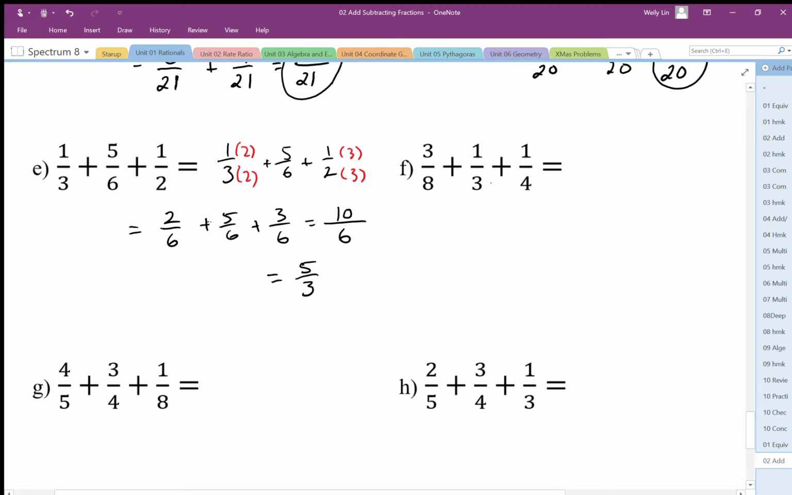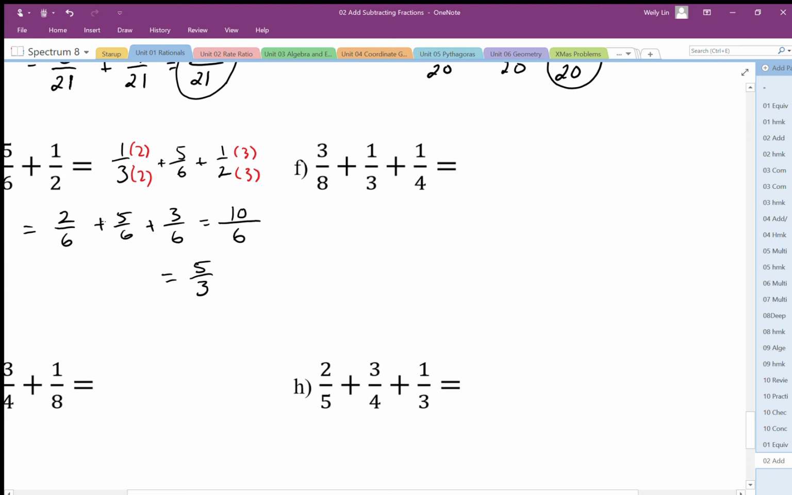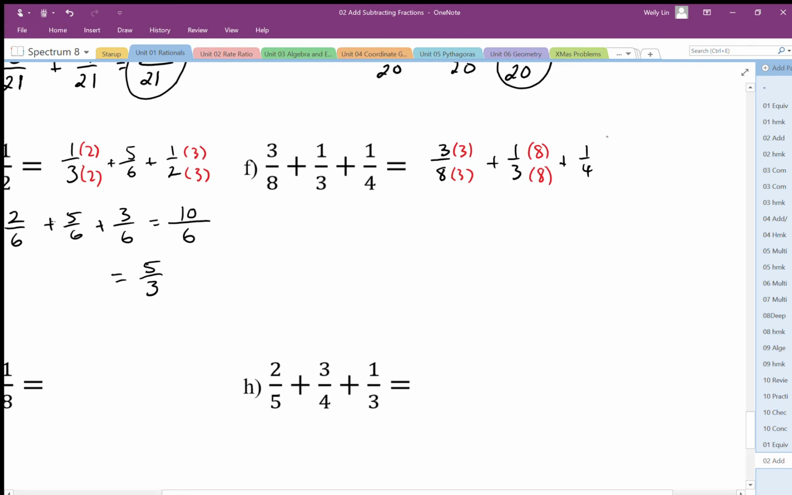Here it looks like the common denominator is going to be 24. Okay, so to get 24 as my common denominator, here I need to times by 3, times by 3. My 1/3, I need to times by 8. And here for the 1/4, I need times by 6. Okay, so to get my common denominator of 24.